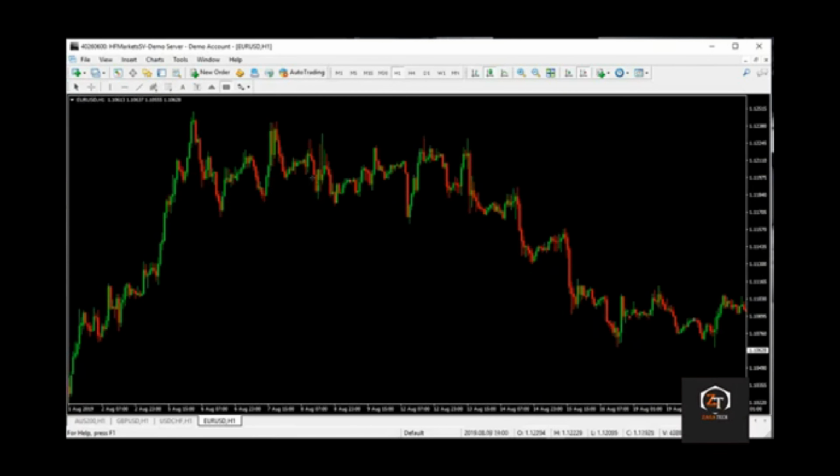For example, we have this area. You see, this is a support area. This is a support area. This is also a support area. Then we have a minor one. Remember, in the first picture, I showed you major and minor. For example, here is the minor one.